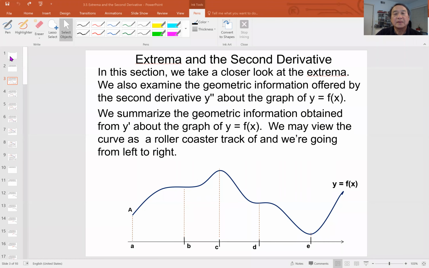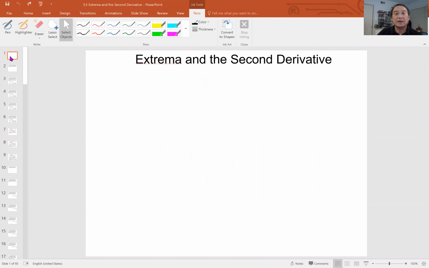Hello, everybody. This is Professor Ma, and this is the section on second derivatives, the relationship between the second derivative and the graph of a function. Let's review the first derivative and what information it gives us, so that we can clearly distinguish it later from what the second derivative gives us.